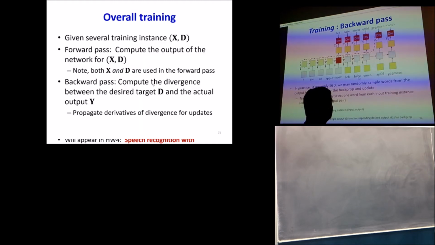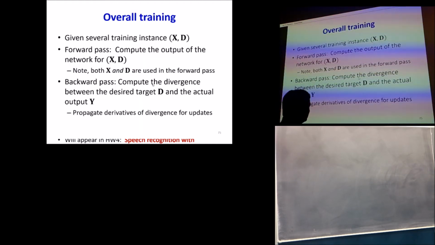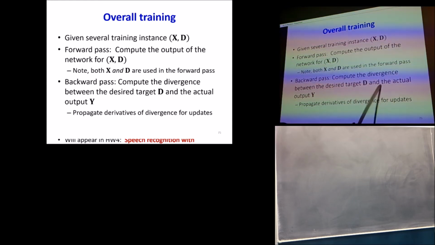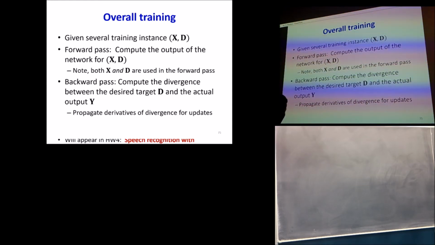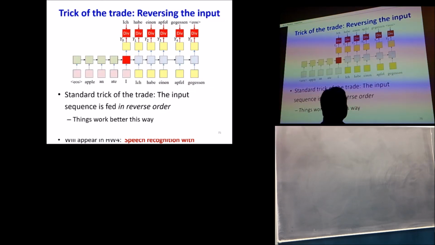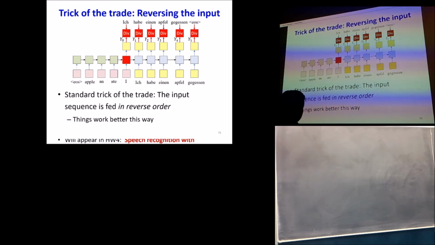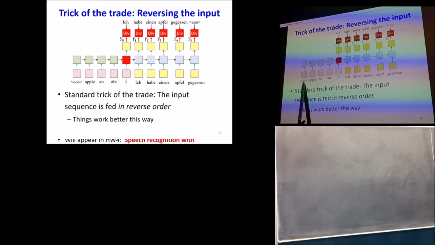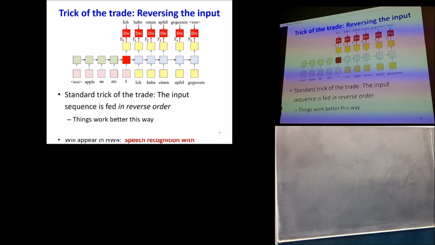Subsequently, during the backward pass, you compute the divergence between the desired target D and the actual output sequence Y, and you propagate the derivatives of this divergence for updates. There are some standard tricks of the trade for this one. One standard trick is that the input sequence might be fed in reverse order. So you start with the end of sequence symbol and then go down to the first symbol.